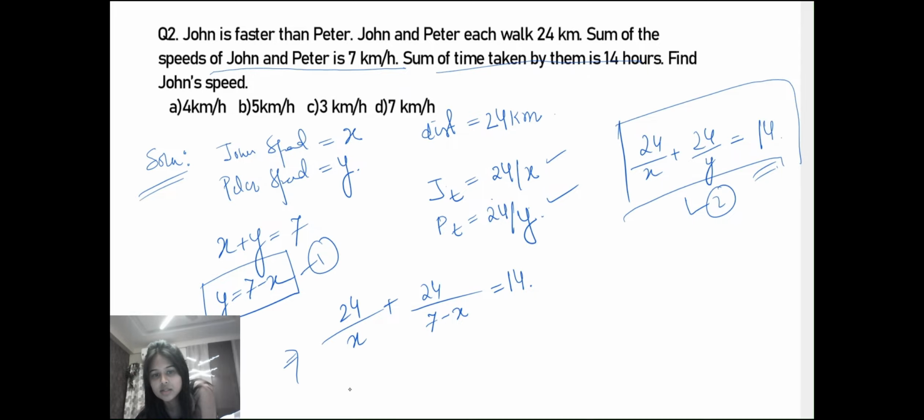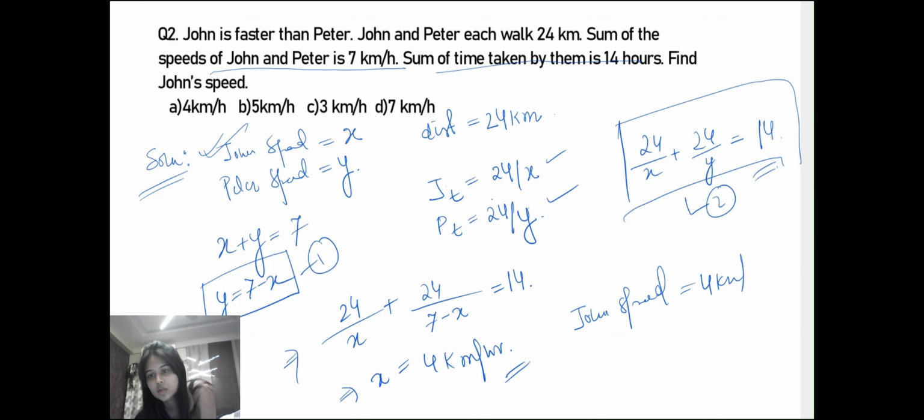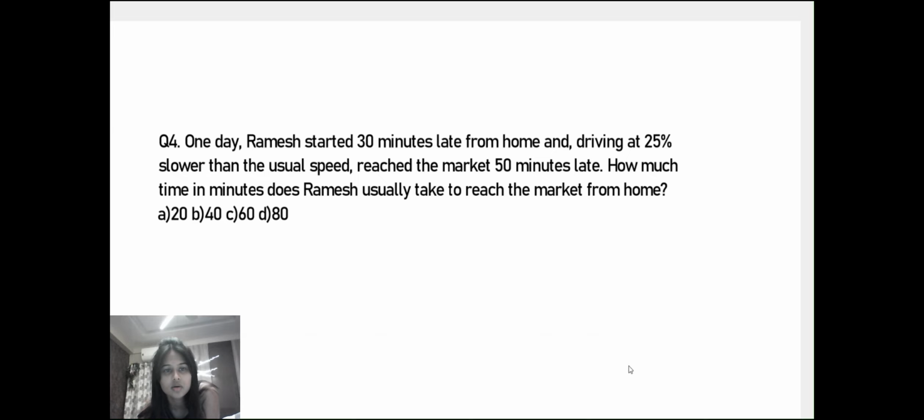Now when we evaluate this, we'll get x as 4 km per hour and x was John's speed. Therefore, John's speed is 4 km per hour. Even if in the question we were asked Peter's speed, then we could from this equation extract y and then we would get Peter's speed. Let's go to the next question.